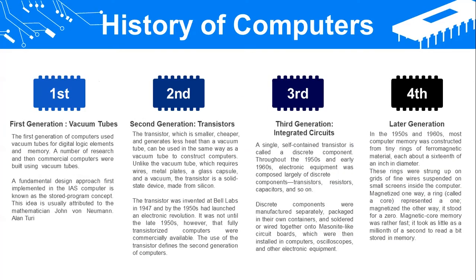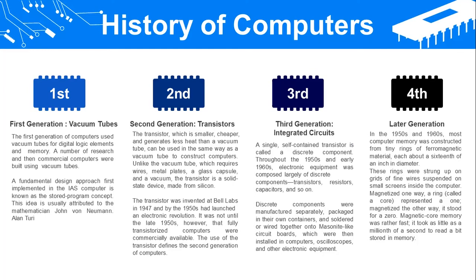And then the history of computers. In the first generation, the computer is built using vacuum tubes. The first generation of computers used vacuum tubes for digital logic elements and memory. A number of research and then commercial computers were built using vacuum tubes. A fundamental design approach first implemented in the IAS computer is known as the stored program concept. The idea is usually attributed to the mathematician John von Neumann and Alan Turing.